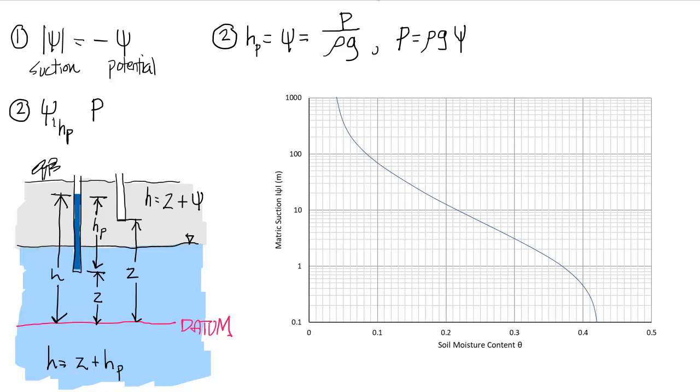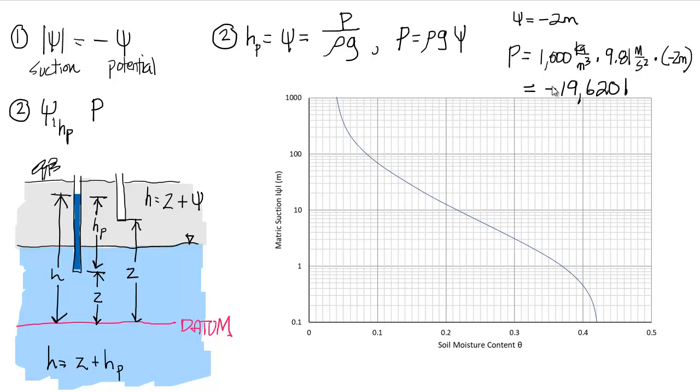So let's see how this works. For example, if I had a psi in the unsaturated zone of -2 meters, that is equivalent to a pressure equal to the density of water, which for fresh water is 1,000 kilograms per meter cubed. You can essentially treat that as a constant since we're almost always working with fresh water, times the gravitational acceleration, 9.81 meters per second squared at the surface of Earth. That again is a constant, times -2 meters, which is psi.